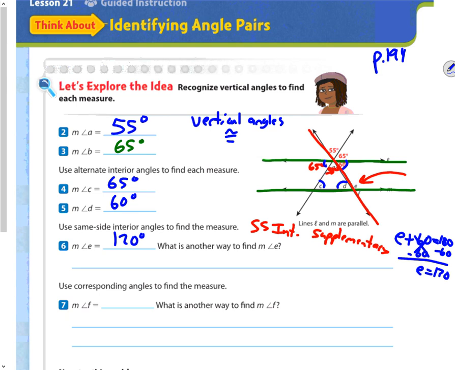Now, what is another way to find the measure of angle E? Well, we already found the measure of angle D, which was 60 as well. So if this one is 60, and maybe you recognize this right away, 60 and E also has to add up to 180 because it's a linear pair. So since those are a linear pair, they also add up to 180 degrees, and we know one of them was 60, so the other one has to be 120.